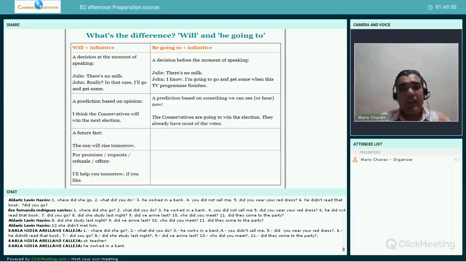A prediction based on something we can see or hear. Example: the conservatives are going to win the election. They already have most of the votes. Okay, so we have some information about it, and we can make a prediction based on some information we can see or we can hear. All right. So I always tell the students that will is basically for something that is not sure, and going to is basically for something that we have previous knowledge, previous information, so it's more sure, it's planned, right? So that's going to be the difference between will and going to.